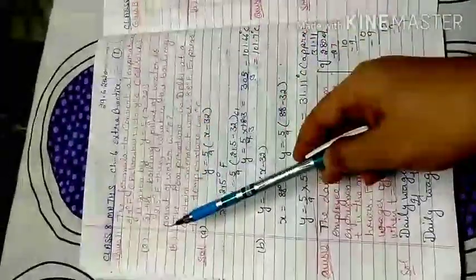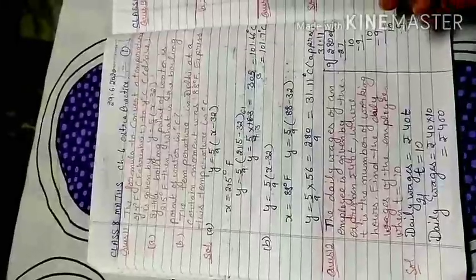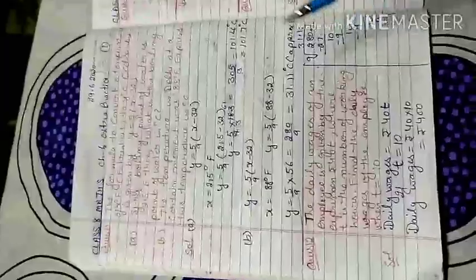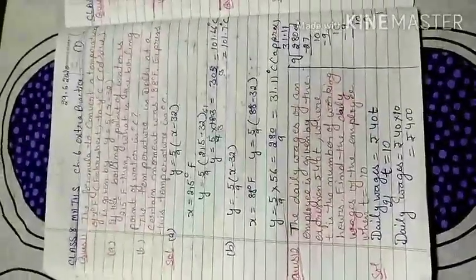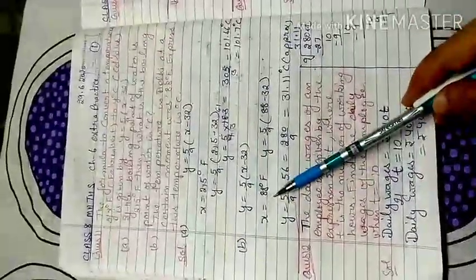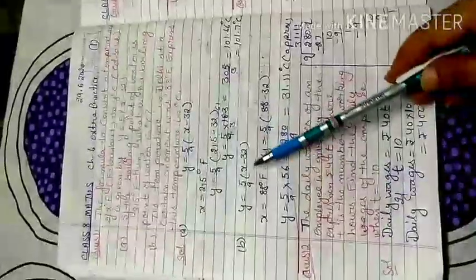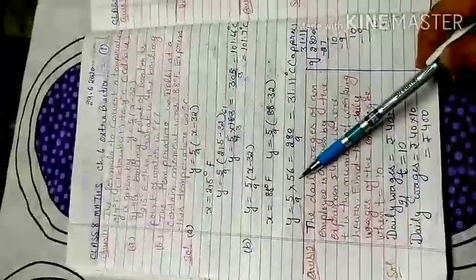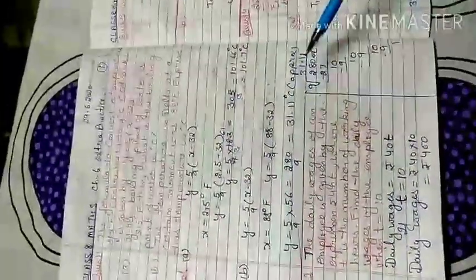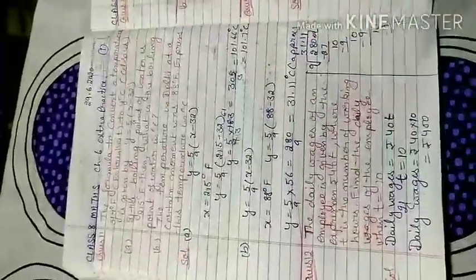Next is the same part. The temperature in Delhi at a certain moment was 88 degrees Fahrenheit. Express this temperature in degrees Celsius. Here also you convert the Fahrenheit temperature into degrees Celsius. The Fahrenheit value is your x value, so place it in the formula: in place of x, 88 minus 32 gives you 56. 5 into 56 gives 280, divided by 9. When you divide 280 by 9, that gives you 31.11 degrees Celsius.